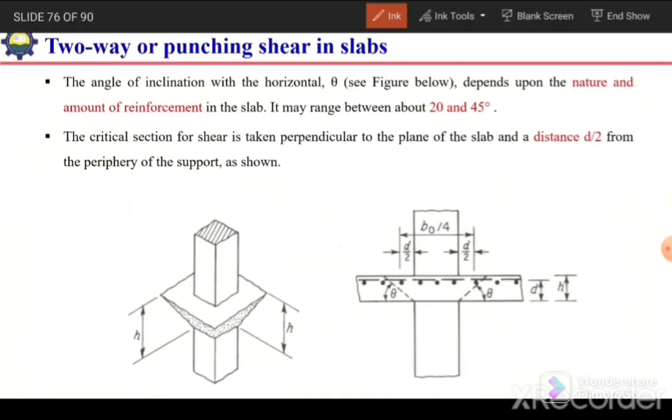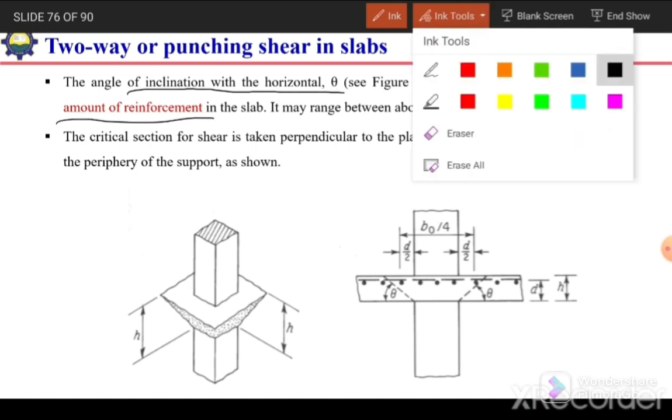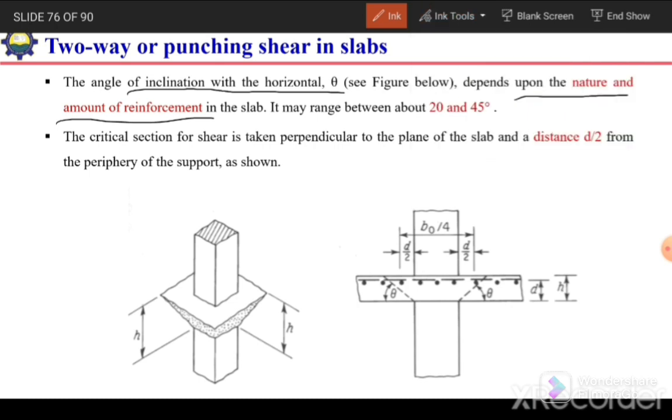The angle of inclination with the horizontal, theta, depends upon the nature and amount of reinforcement, and its magnitude can be between 20 to 45 degrees. The larger the reinforcement provided in the slab, particularly the shear reinforcement, the smaller will be the angle, and this inclination will reduce.